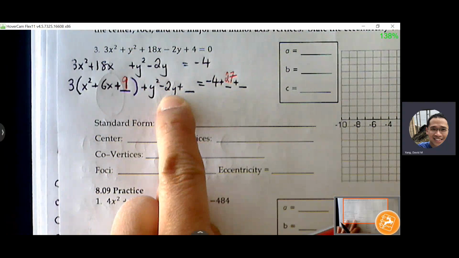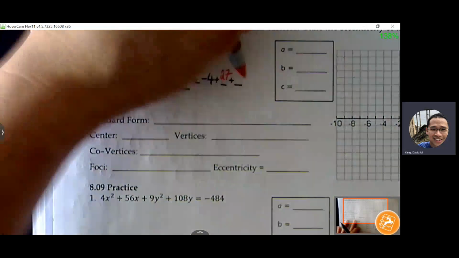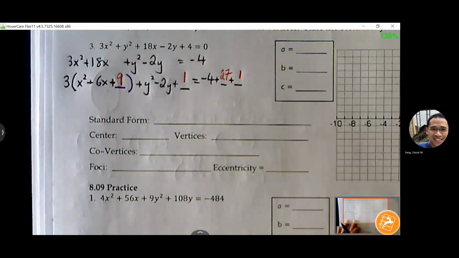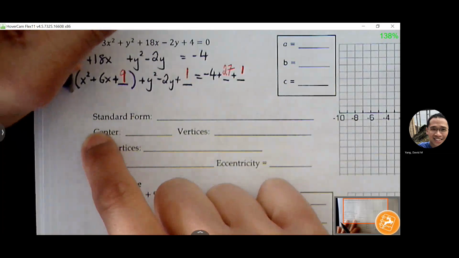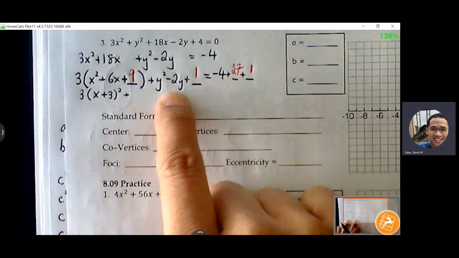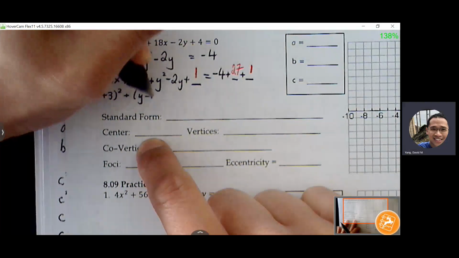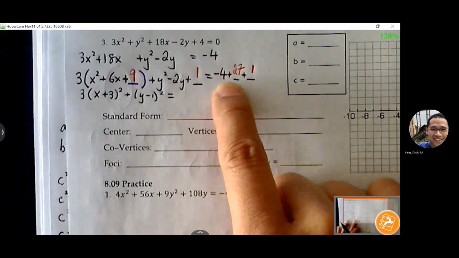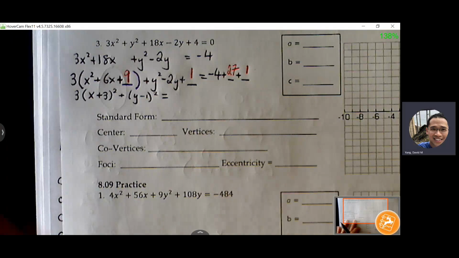Okay. B value here is 2. Yeah, 2 over 2 is 1. 1 squared is 1. So 1 goes here and 1 goes here. Okay, multiplies to be 9, adds to be 6. Yeah, 3 and 3, x plus 3 squared. Multiplies to be 1, adds to be -2. -1 and -1 equals. So we have -3 plus 27, which gives us what? 24. Yeah.